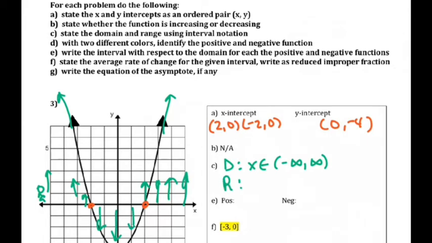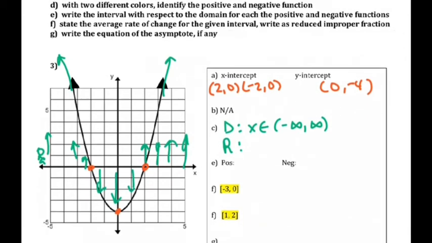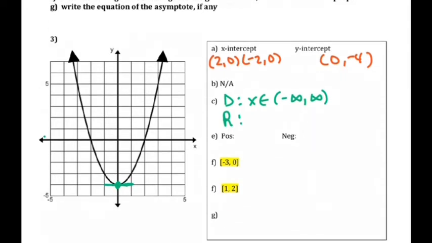The range, how low does this go? So let's look. So if I look at how low this goes, okay, it's going as low as right there. Now we said that's a y-intercept, so it's actually touching. There's no asymptote there. Quadratics don't have asymptotes. They actually touch that point, and so the range is going to be y as an element of -4, and that's going to be inclusive to infinity. We'll skip E, we'll come back to that.